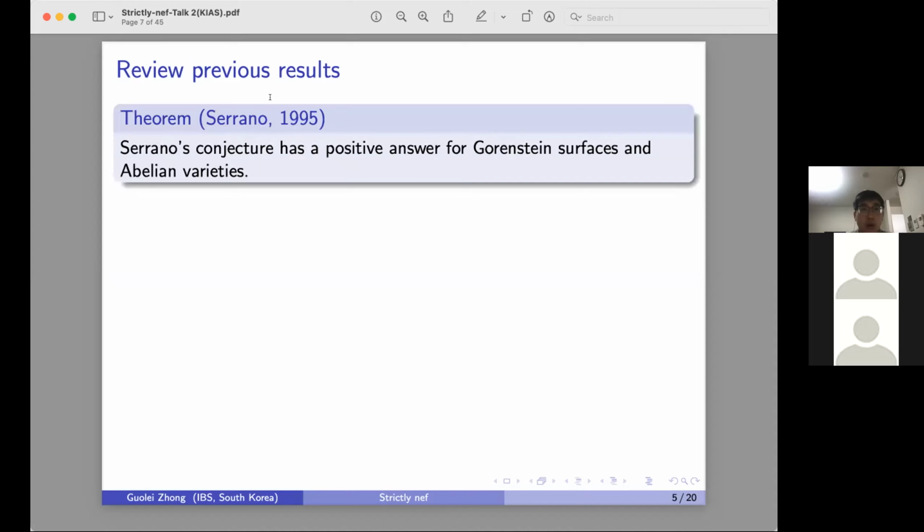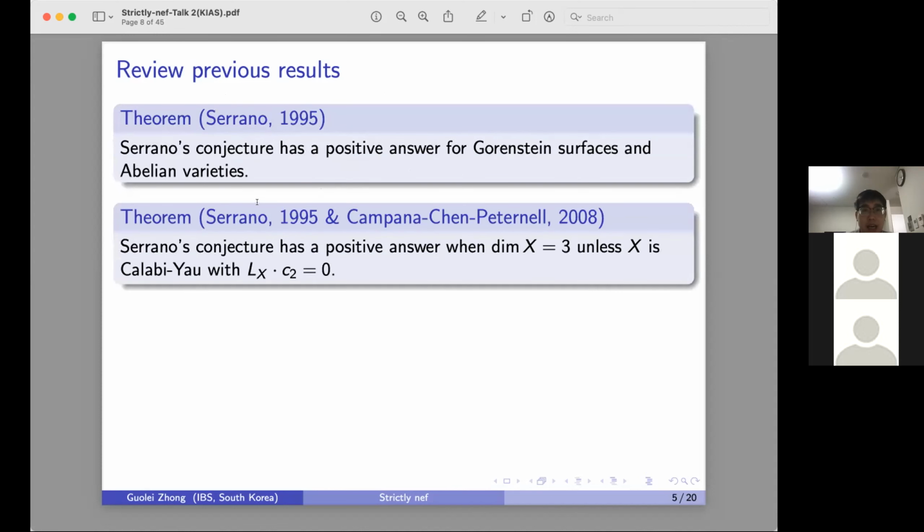Now we review some previous results. First, Serrano proved in 1995 that his conjecture has a positive answer for Gorenstein surfaces and abelian varieties of any dimension. Also, by two works, Serrano's single-authored work in 1995 and Campana, Chen, and Peternell in 2008, Serrano's conjecture has a positive answer in the smooth threefold case, unless X is Calabi-Yau such that L_X times the second Chern class is 0. Here we will mainly generalize this theorem to the singular case today.